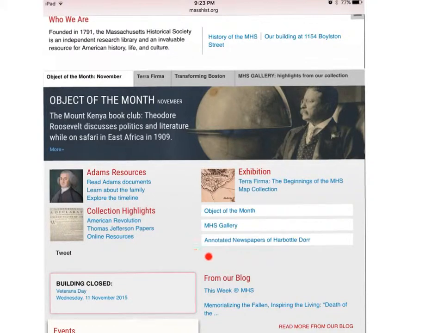If you click on this section down here, it will bring you to a series of newspapers that this guy, Harbottle Dorr, actually kept and wrote on. He annotated on it. And it's just a good resource. So if you click on this, it will take you to this following screen.